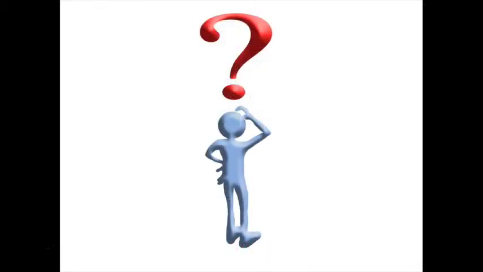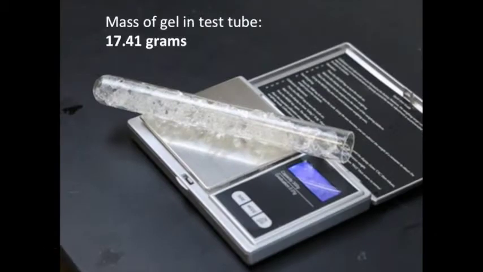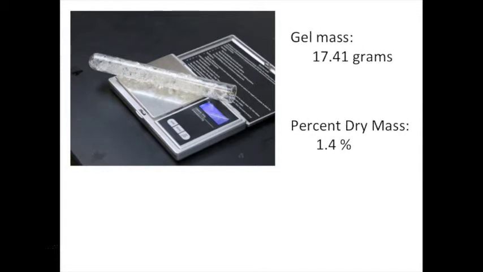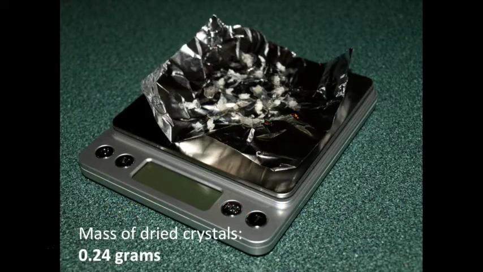But what if we start with a mixture? How do we know how much dry mass it contains? Let's use the gel again to consider this problem. How can we find out how much dry mass is in this mixture? First, let's find its mass. Next, using the dry mass percentage we calculated in the first example, let's estimate how much dry mass is in the mixture. We estimate there are 0.24 grams of dry crystals in the mixture.